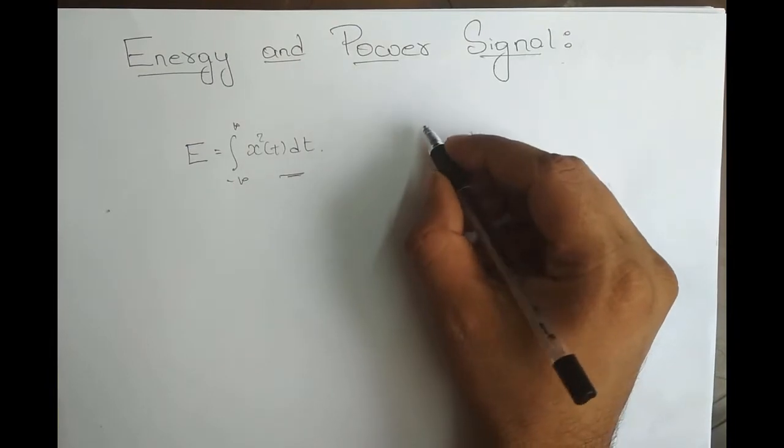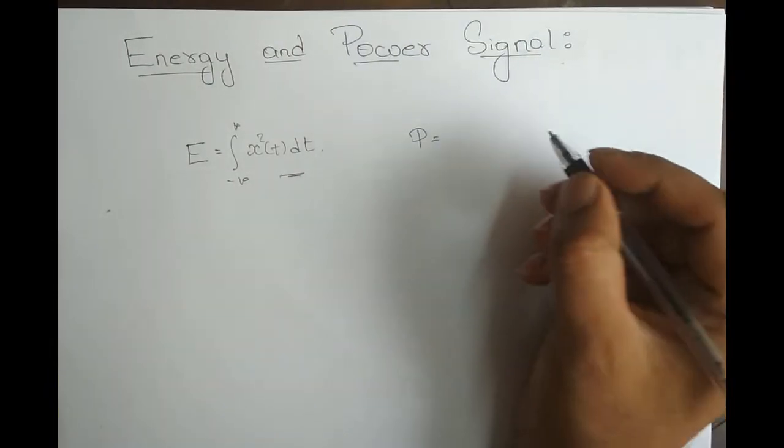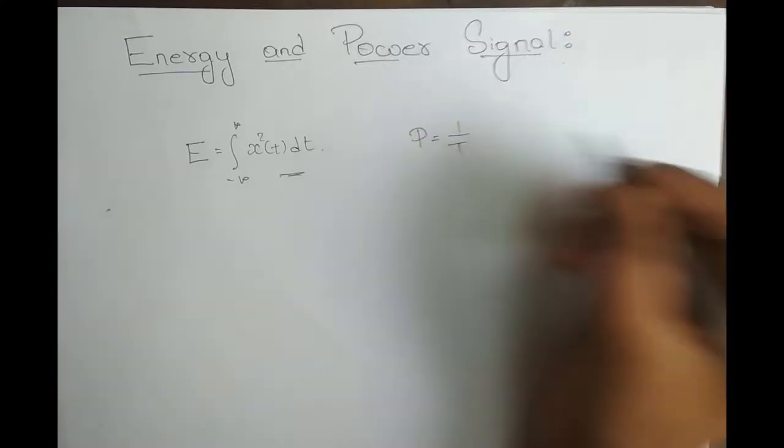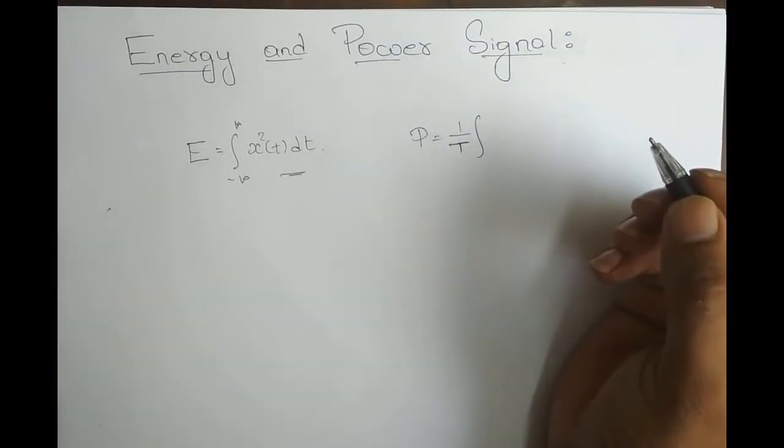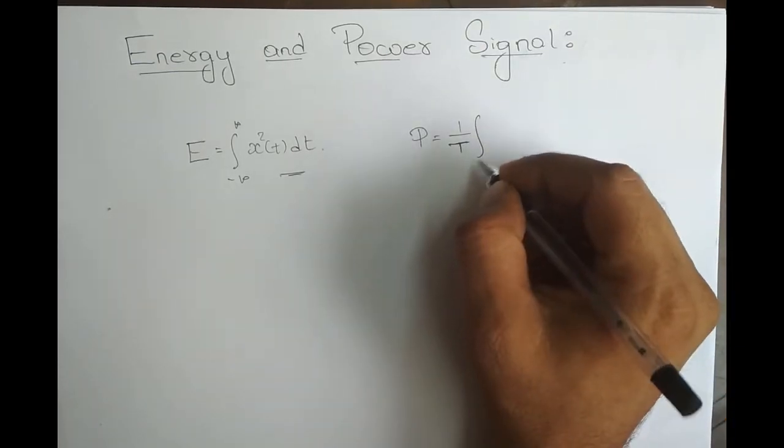How do we find power? Whenever I say power, it is average power. So 1 by capital T. What is T? Capital T is the period, right? Fundamental period. Integrating from what? It's an average, right? So I have to take one complete period.